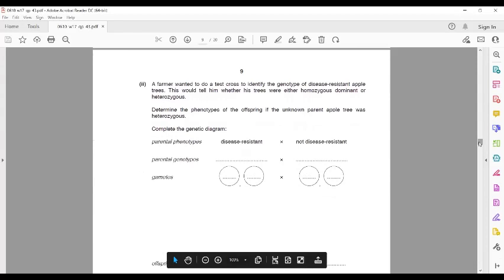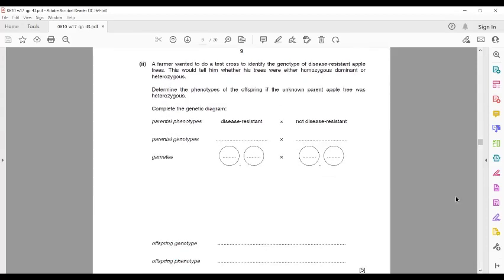A farmer wanted to do a test cross to identify the genotype of disease-resistant apple trees. It would tell him whether his trees were either homozygous dominant or heterozygous. Determine the phenotypes of the offspring if the parent apple is heterozygous. Complete the genetic diagram.